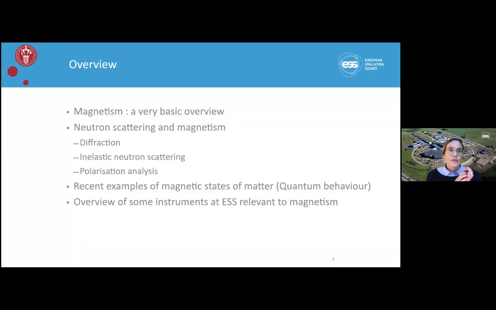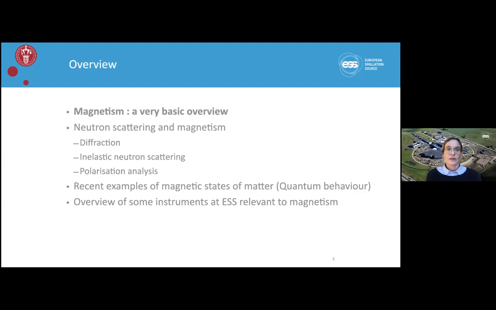The overview of the talk is as follows. I will show you a very basic overview of what magnetism is. I focus on neutron scattering and magnetism, with particular focus on diffraction and then inelastic neutron scattering, which is the most important tool when it comes to studying magnetism. Then I look a little bit at the use of polarization analysis, which is a very useful tool in the study of magnetism. Then I will look at some recent examples of magnetic states of matter, in particular some quantum behaviors, and then I will look at some relevant ESS instruments, not all, but just one or two.